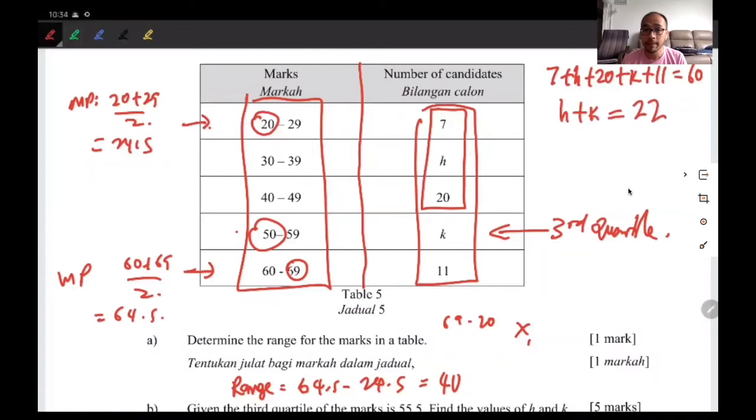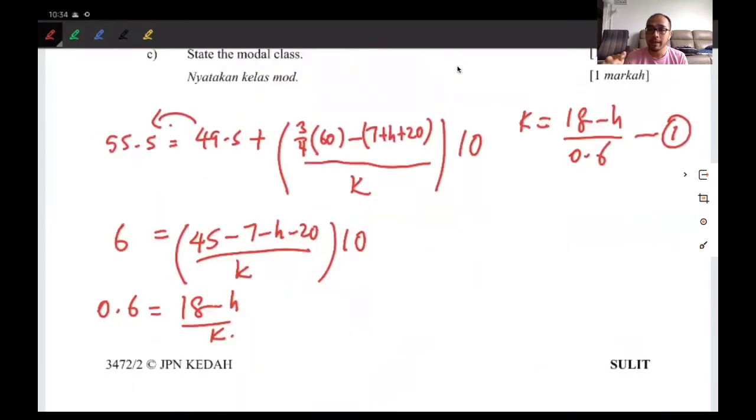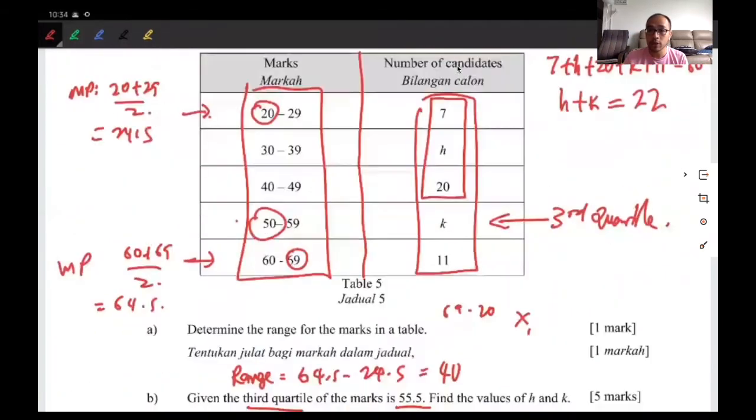And I can perform simultaneous equations with these two. I have h plus k equals 22. I have k equals 18 minus h over 0.6. So I can put that into this second equation over here.